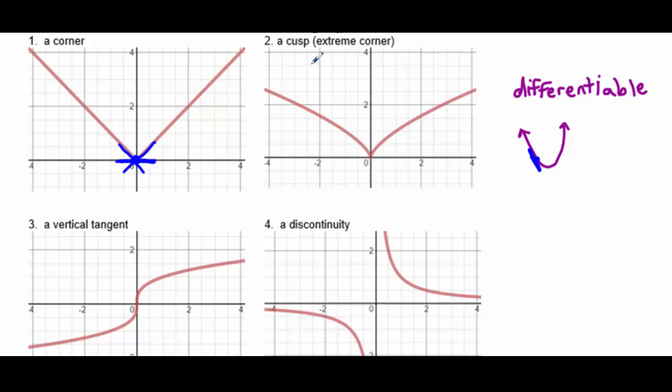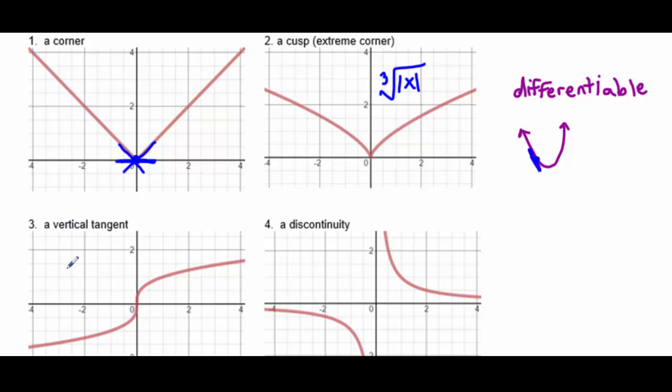A cusp, which is really just like an extreme corner, is also bad. And so this is kind of a complicated graph to get. One of the easiest ways to get this graph is to have a cube root, but also an absolute value involved. And so what that does is it creates this really extreme looking point. It's not a corner, it doesn't have like a right angle almost. It's more extreme than that. It's curvy, actually, is the real difference. This is curvy, these are straight lines.